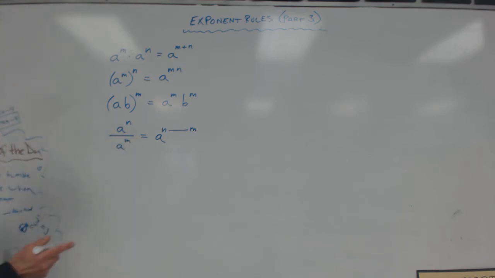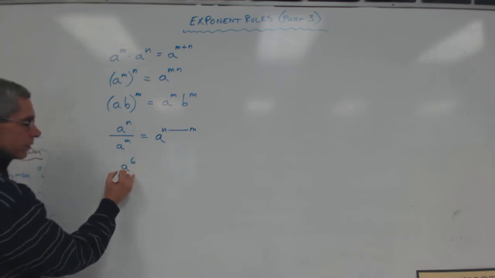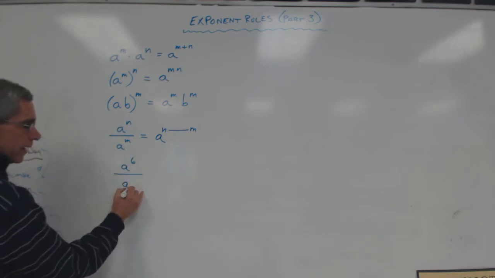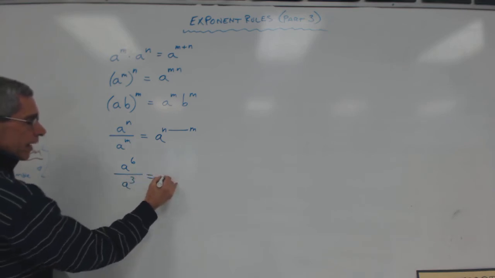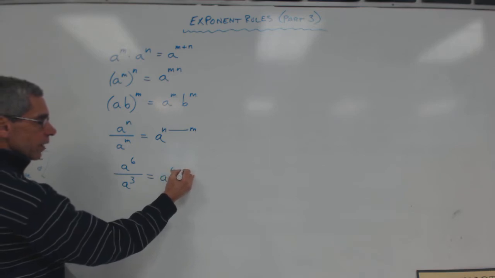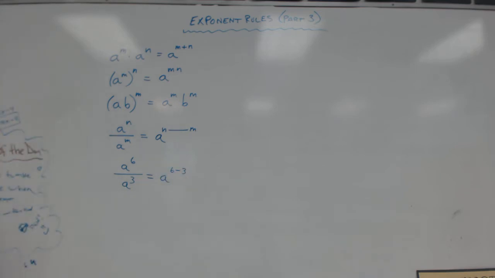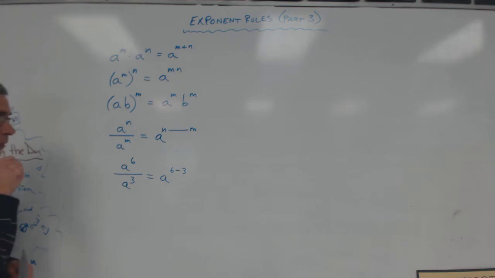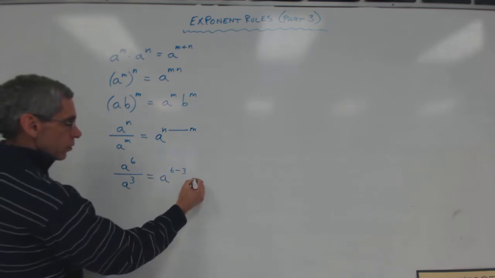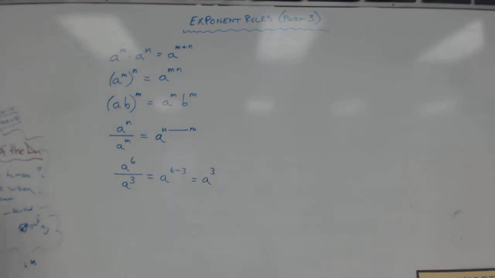Okay? So an example would be a to the 6th over a to the 3rd, which is equal to a to the 6 minus 3. Do you put the one on the top first or the one on the bottom first? You do the top minus the bottom. Okay? And so that equals a to the 3rd power. Does that make sense? Yep.